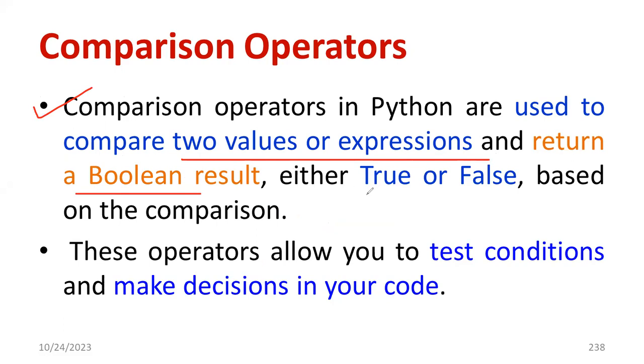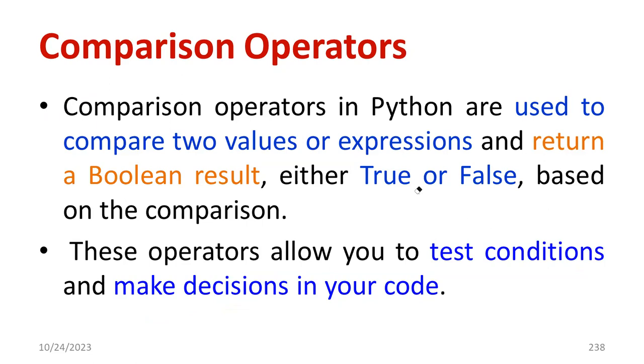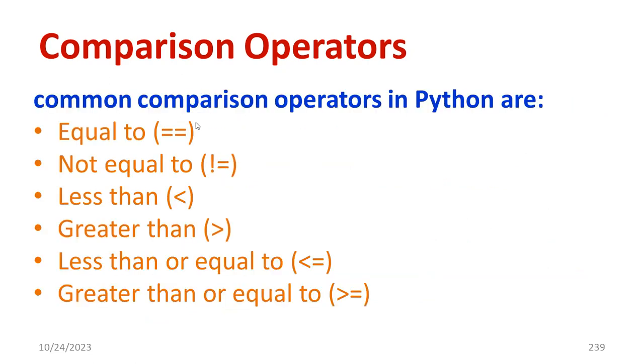In the sense, you will be getting the result in the form of either true or false based upon the comparison. Also, these comparison operators allow you to test conditions and make decisions in your code. It is mainly used for decision making. For example, if you want to use decision making statements and conditional statements, you require comparison operators. Now, let us discuss the various comparison operators which are used in Python.